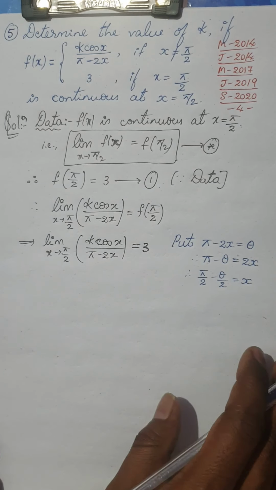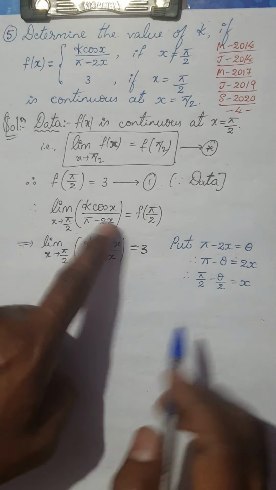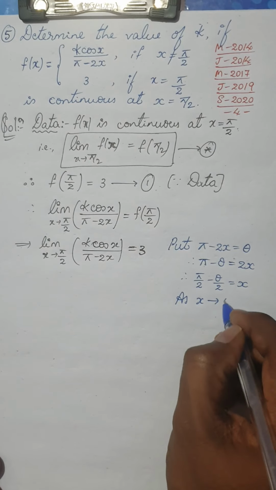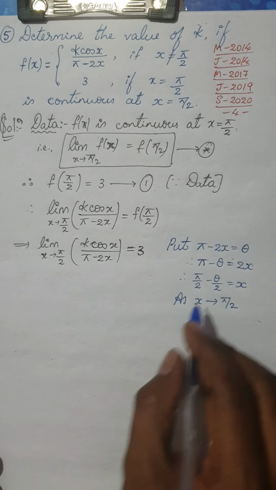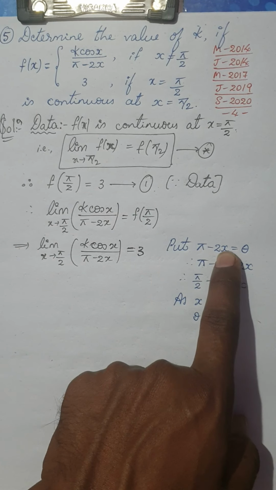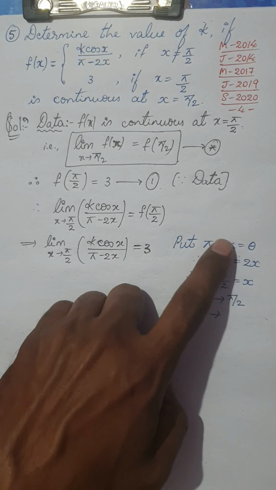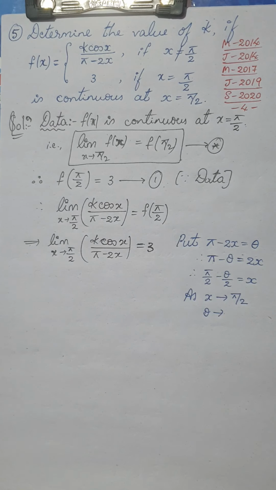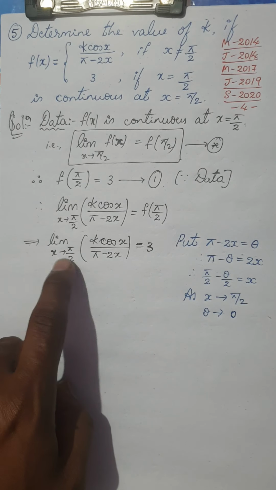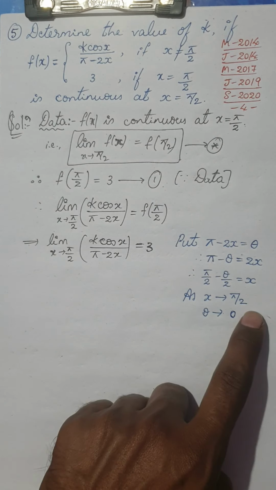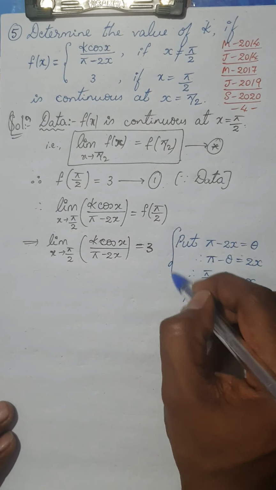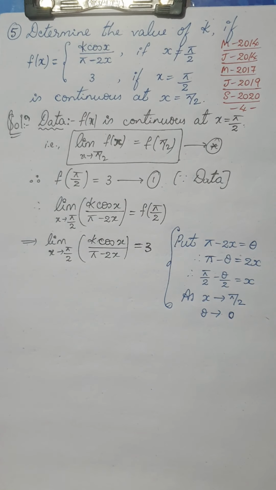Don't forget this. Now since I am changing from x to theta, remember, as x approaches pi by 2, theta will approach what? If you put x as pi by 2, 2 times pi by 2 is again pi. So pi minus pi becomes 0. Is it clear? Hope you've understood this. As x tends to pi by 2, theta will tend to 0. So keep this aside. Don't merge it with your original process.